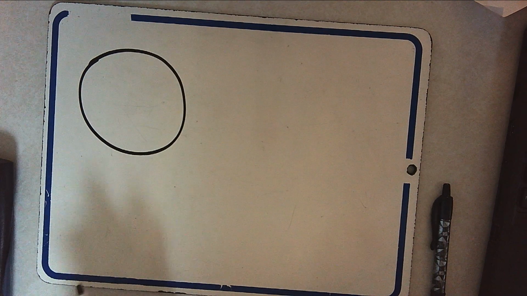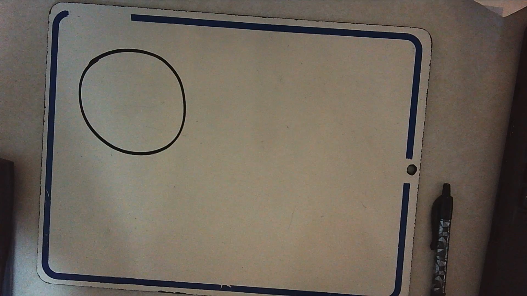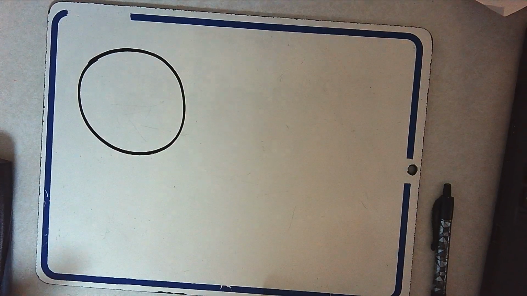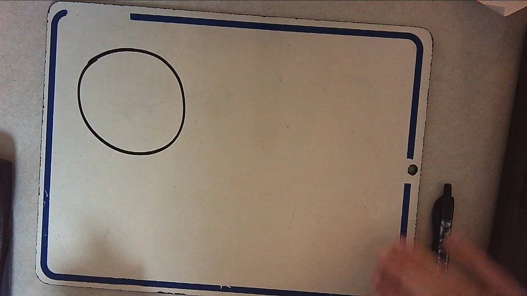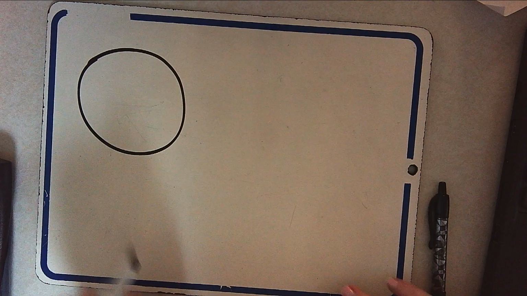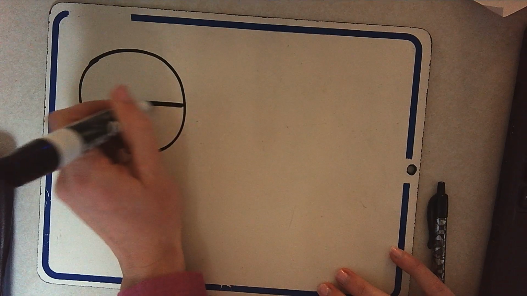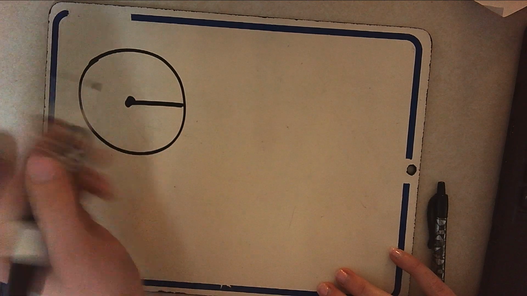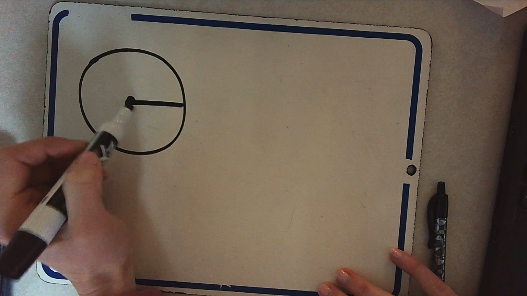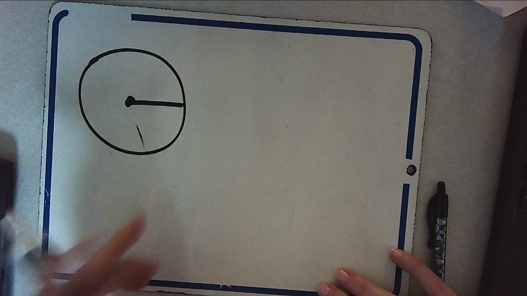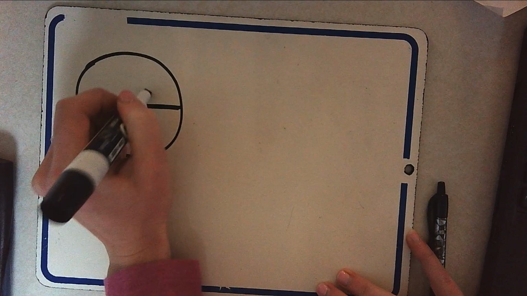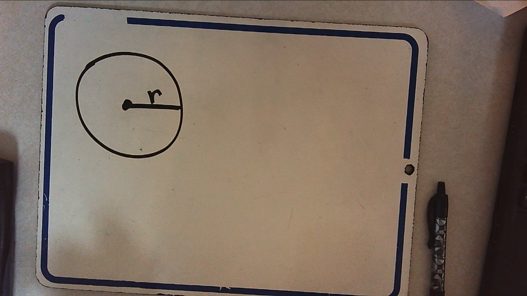Today we're just going to be going over our lesson on circles. I really quickly want to go through some quick vocabulary. In your notes we talked about a circle having a radius, which is from the center point to any of the outer edge. We normally label it with a lowercase r to show our radius.